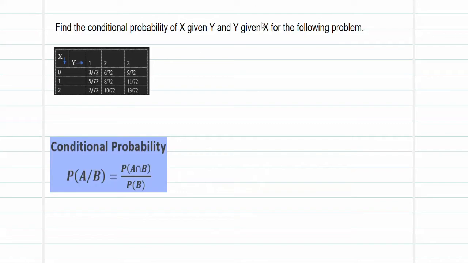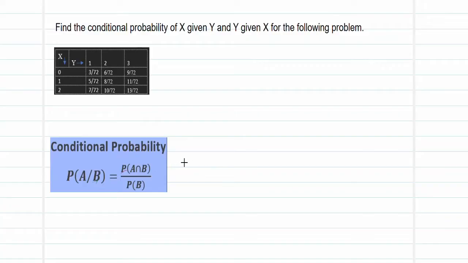Now we have to find the conditional probability of both x given y and y given x for the following problem. X varies as 0, 1, 2, y varies as 1, 2, 3. We have the probabilities Pij to be filled in the table. We need to recollect that the formula for conditional probability is of the format A given B. What do we mean by A given B? The probability of A happening provided that B has already happened. So this is going to be probability of A intersection B divided by P of B.